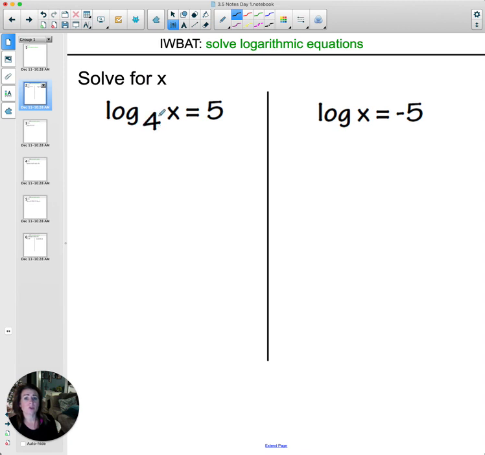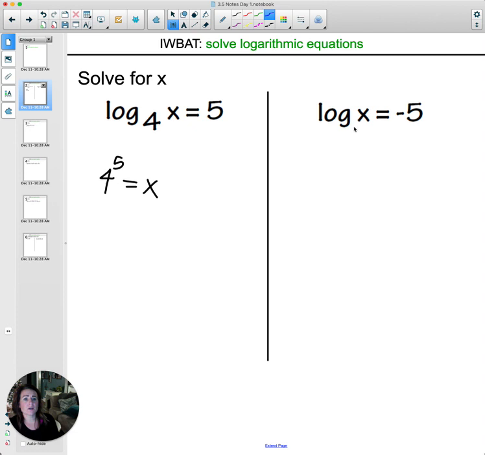Okay, so that's when you remember that you'll take this base 4 and then flop the input and output. So 4 to the 5th equals x. That's rewriting it in exponential form. And then you could just evaluate that in your calculator if you wanted to take that further.